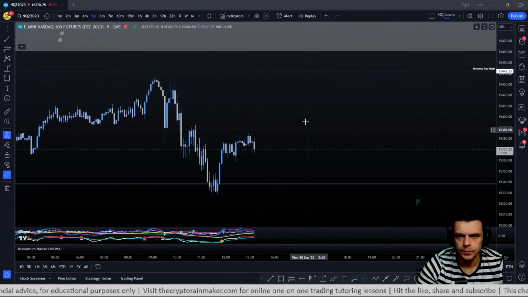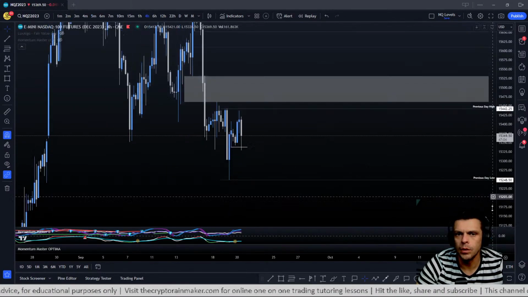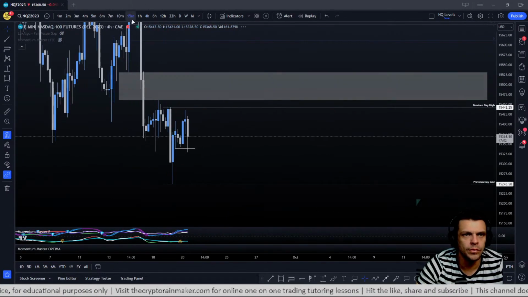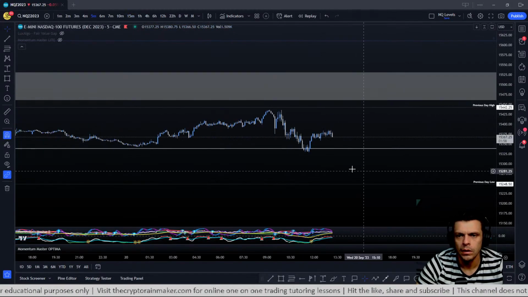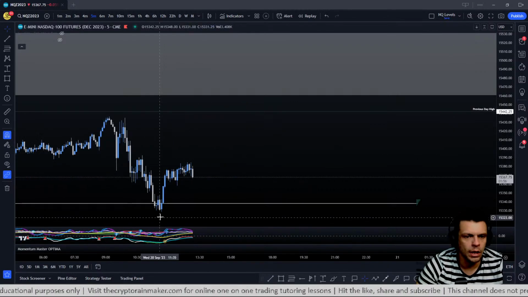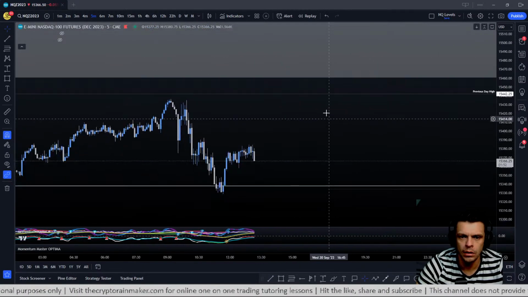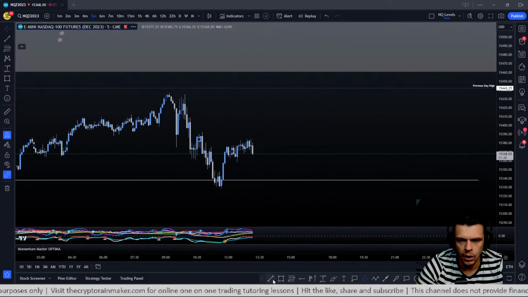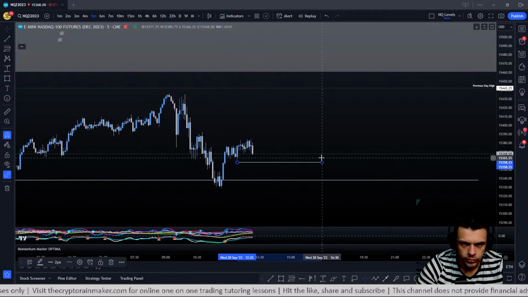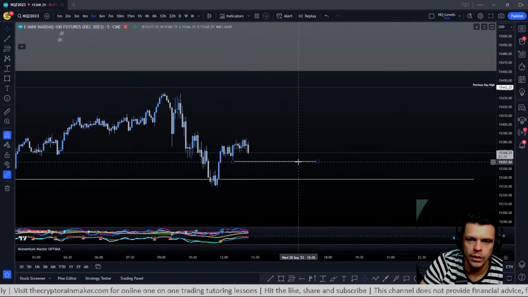Okay, after doing a proper analysis of the higher time frames, it looks like the draw on liquidity is to the upside and we are coming from sell side. So we want to see a move back to the buy side. According to my entry model, for me to go long, I want to see some sort of liquidity purge of the sell side.